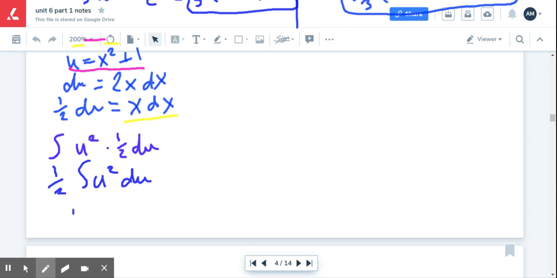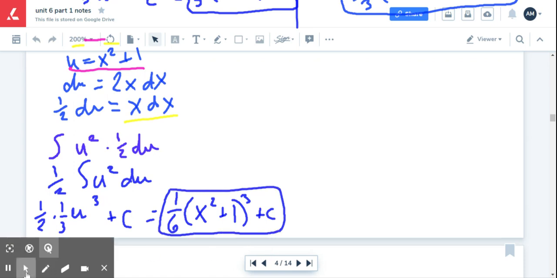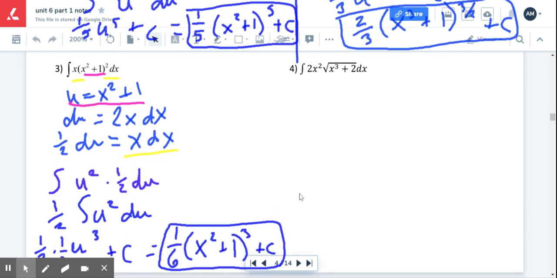So then we add 1 to the exponent. 1/2 is still hanging out in front. We're going to divide by 3 plus c. And that is equal to 1/6. I'll substitute the u back in now. (x squared plus 1) to the third power plus c. So that is that one.